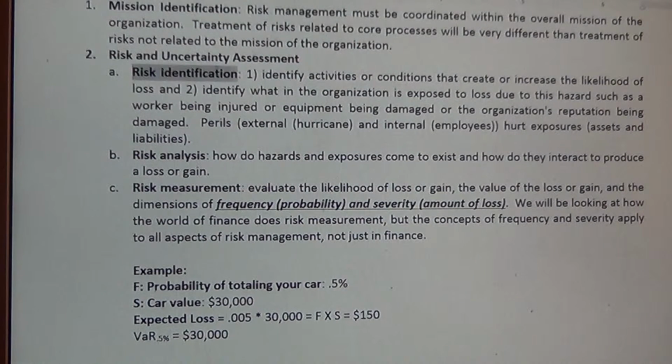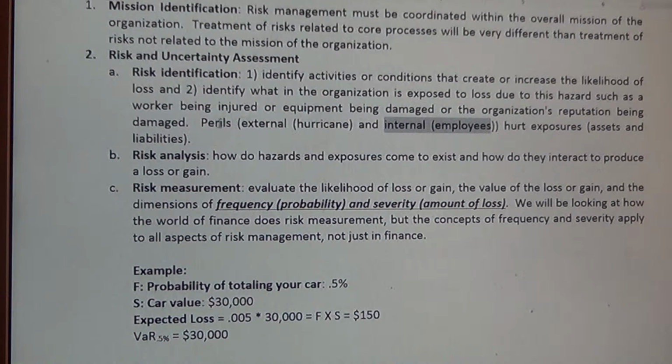The first one is risk identification. We'll talk about that more a little bit later and have an actual list of risks. But you identify those activities or conditions that can create a likelihood of loss. What are those hazards that you're exposed to, such as a worker being injured or equipment being damaged, the organization's reputation being damaged. Perils are those external risks that you have. You have internal risk as well, employees.